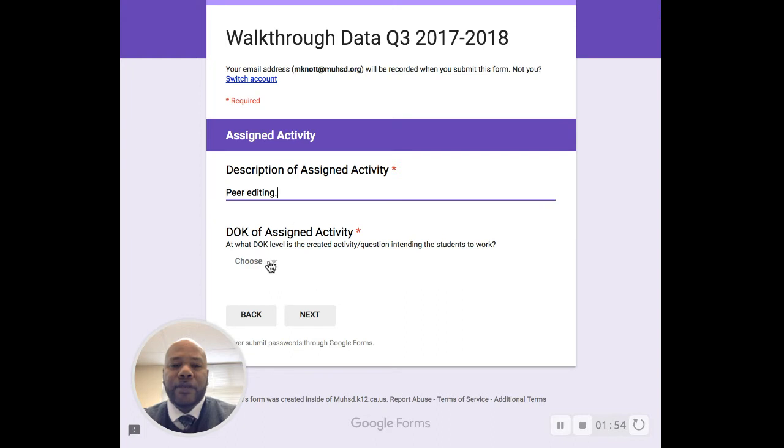And then this next question, the DOK of the assigned activity, has to do everything with the intent of your DOK. What did you intend for them to be working at? So in this case, again, I would put level 2.